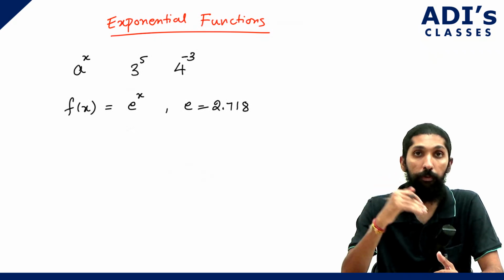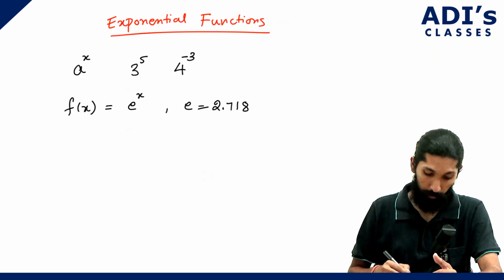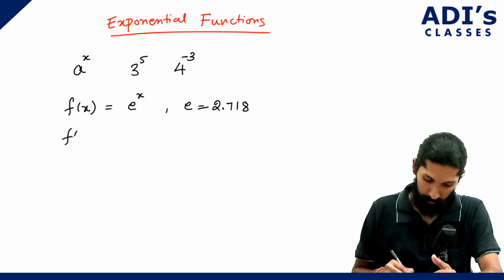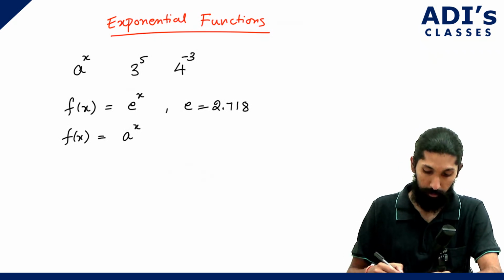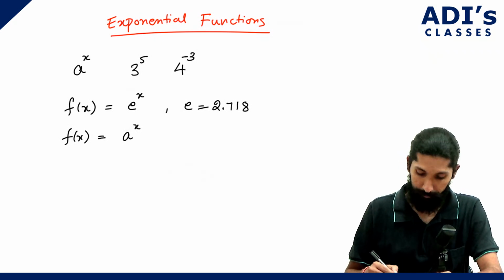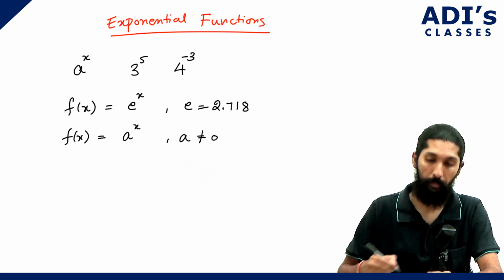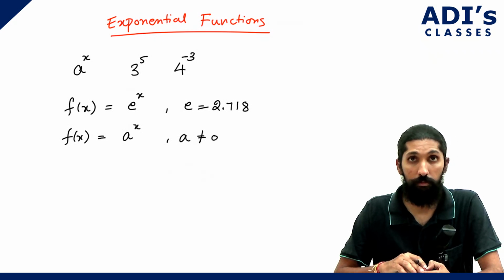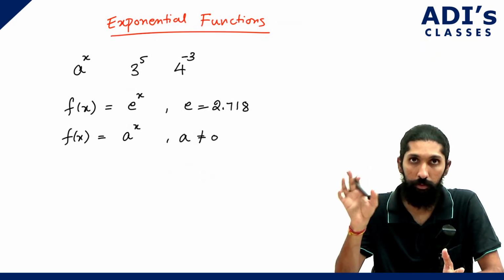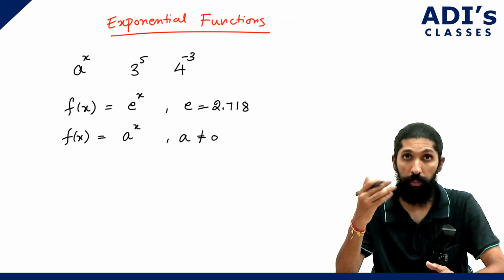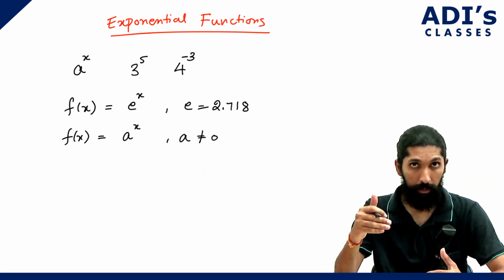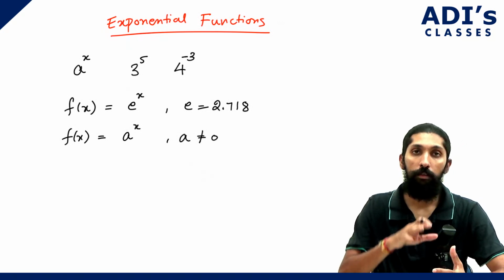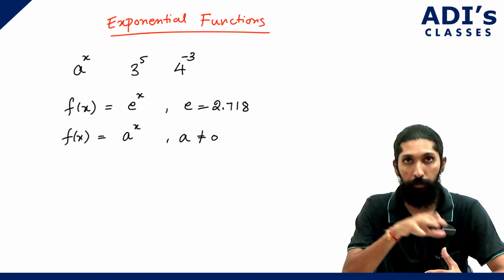There is another type of exponential function. That is, if you have f of x is equal to a to the power of x. There are certain things which are very important here. The first one is that a cannot be 0, because 0 to the power of x is always going to be 0 except when x is equal to 0. So there are certain restrictions we need to impose on ourselves whenever we are discussing these things. So f of x is equal to a to the power of x is also another type of exponential function.